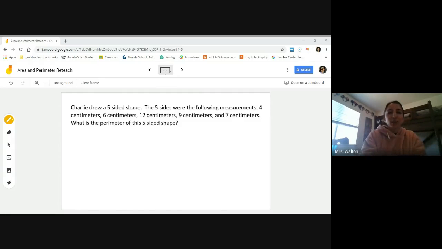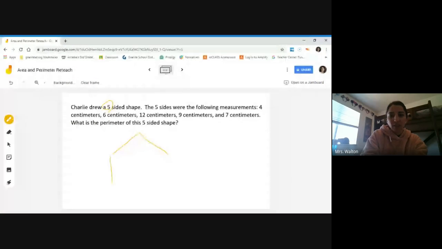So this one says Charlie drew a 5-sided shape. So I need to know that this is 5 sides. And the sides were the following measurements: 4 centimeters, 6, 12, 9, and 7 centimeters. So I'm going to just draw a 5-sided shape. It doesn't have to be perfect because I'm not looking for perfect drawings, but let's say this is our shape. So I have 4, 6, 12, 9, and 7. So I have all my sides. So this is my 5-sided shape.